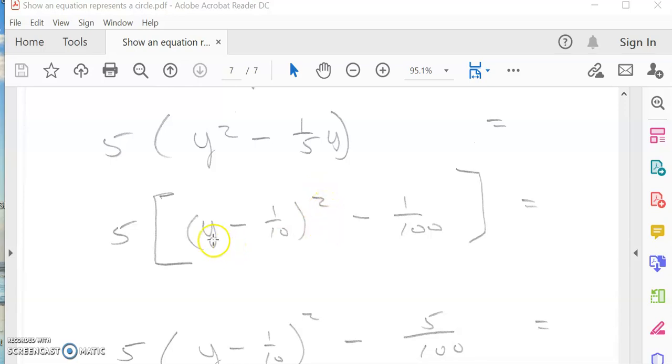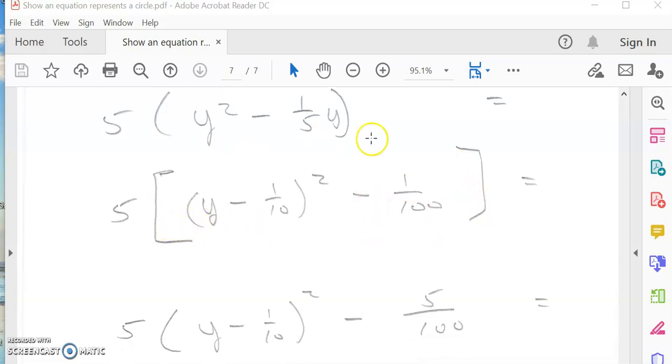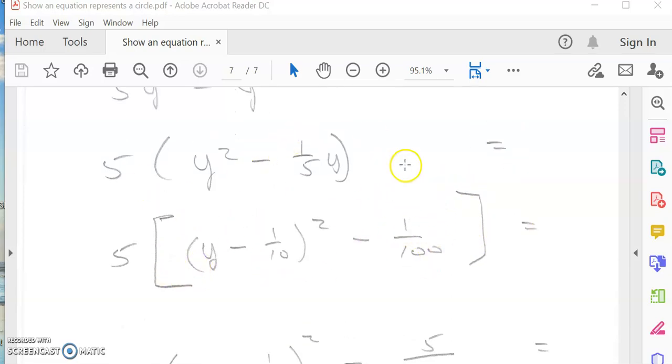So what does that give me? Y take away 1/10 squared is y squared, take away 2 times y times 1/10, that's the 1/5 y. But oh my goodness, I have a little bit too much. I have 1/10 squared extra. So that's fine. I'm in charge. I'm the boss. I subtract the 1/10 squared, which is 1/100th. So that's why this is equal to this.